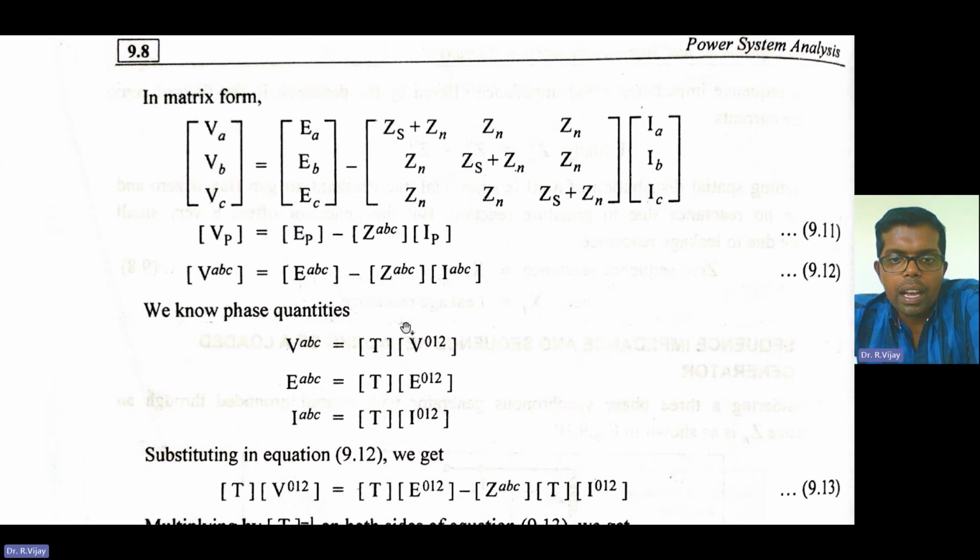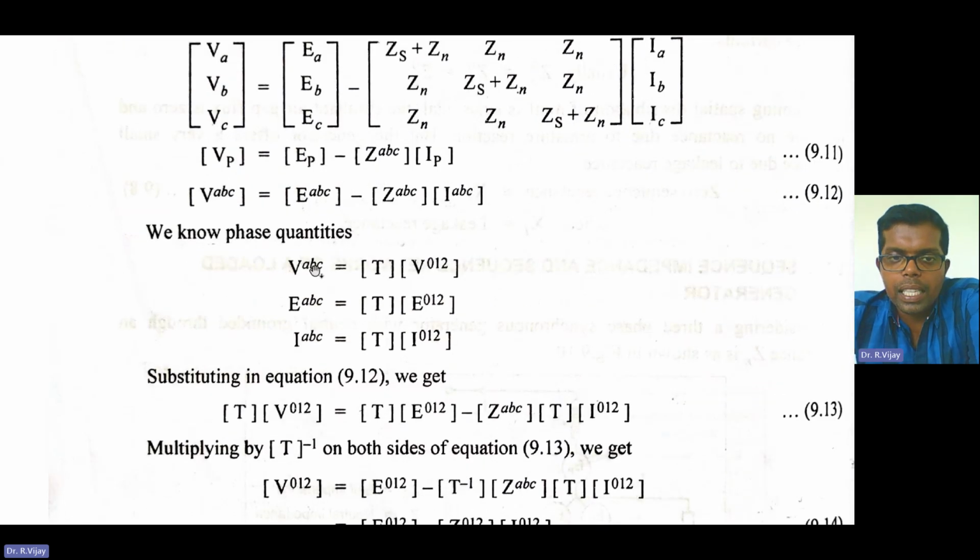Now, we know this phase quantity from our previous formulation, that is VABC is equal to T, the transformation matrix, into V012. EABC is equal to T into E012. IABC is equal to T into I012. So here we are substituting in this equation. I'm rewriting this equation as T into V012 is equal to, here for EABC you substitute T into E012, minus ZABC, ZABC as it is, next IABC, T into I012. Here we are substituting.